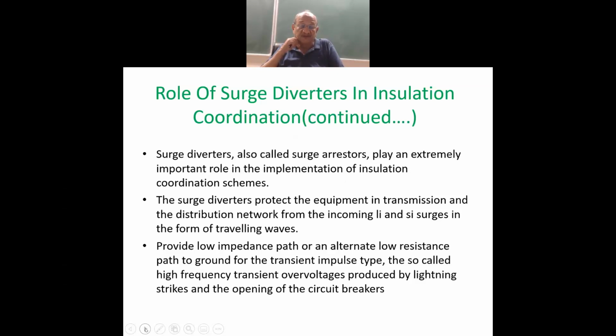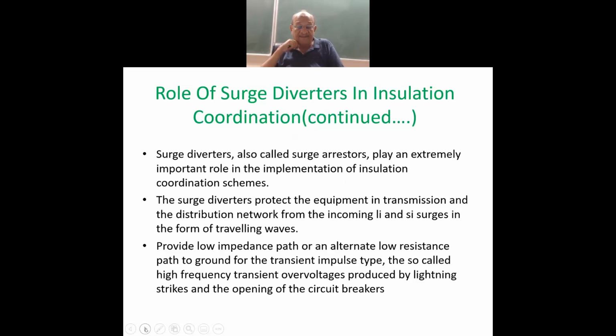Surge diverters, also called surge arresters, play an extremely important role in the implementation of insulation coordination. The surge diverters protect the equipment in the transmission and distribution network from the incoming lightning and switching surges in the form of traveling waves.